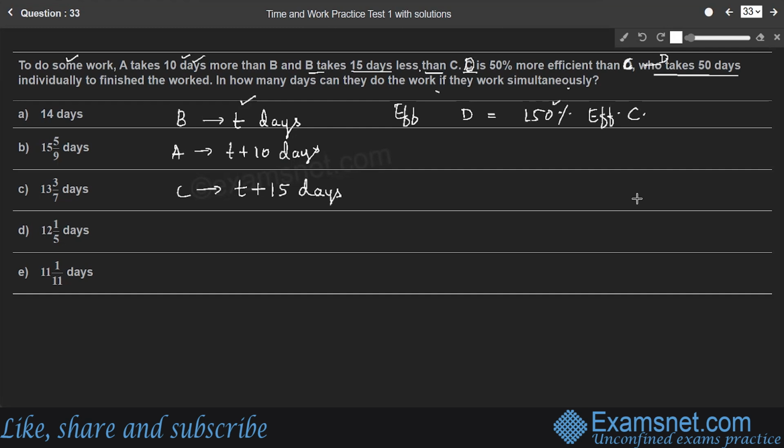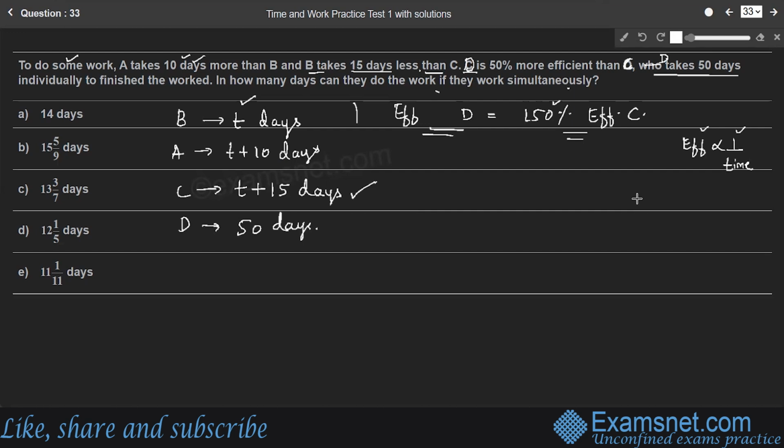So here D takes 50 days to complete the work. So the number of days that A, B, C take, how to find that? It depends on the efficiency of D and C. Based on this, we'll find the number of days taken by C based on the efficiency. We know that efficiency is inversely proportional to time. If a person is more efficient, he takes less time. More the efficient, less will be the time. So less the efficient, he takes more time, right?